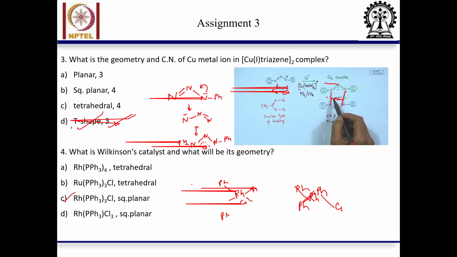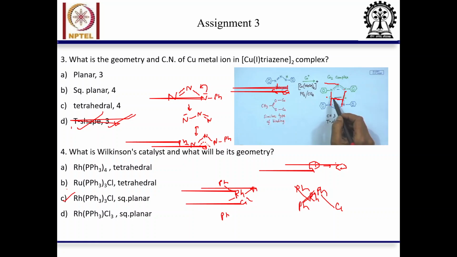So here the correct answer is rhodium, PPh3, Cl, square planar. And what is its role? As already said, it converts unsaturated alkene to saturated alkane if you add the Wilkinson catalyst.